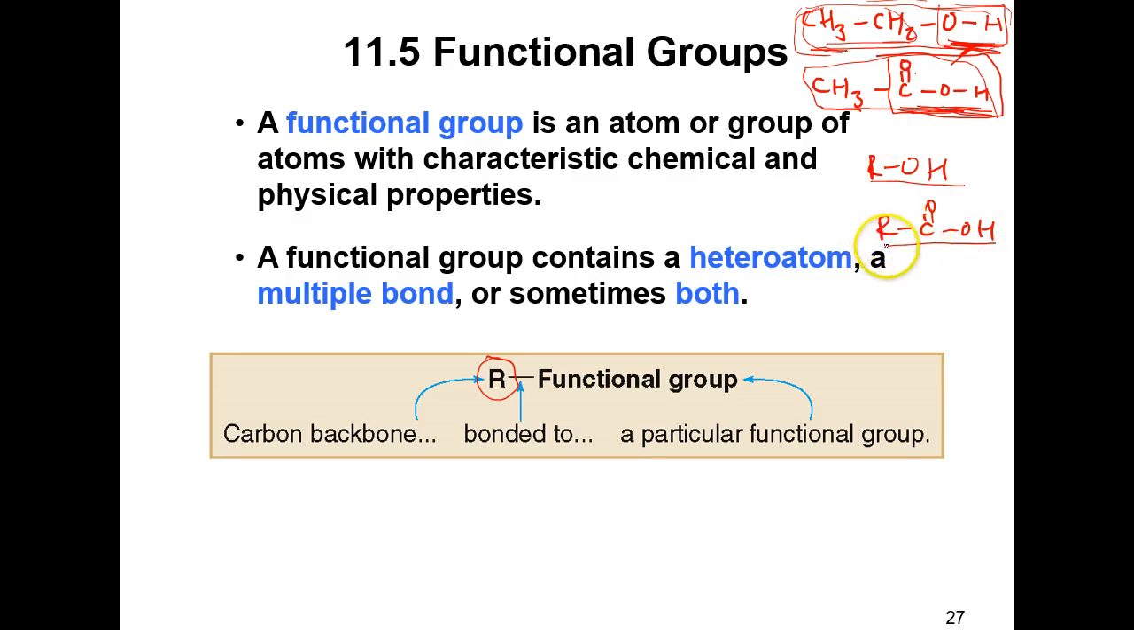So R could be anything. It could be one carbon, could be two carbons, could be 50,000 carbons. It could be 5 carbons that have all these branching groups off of them. R is just a generic way of talking about carbons and hydrogens. R is equivalent to X in algebra.